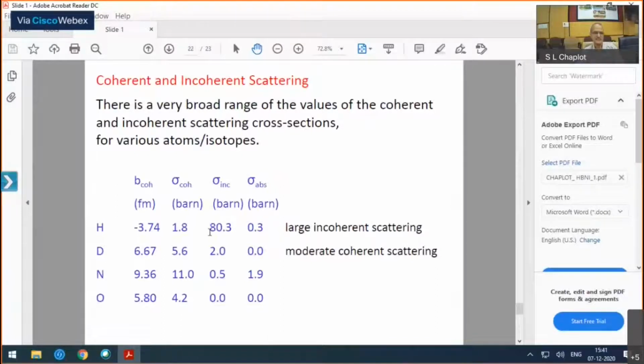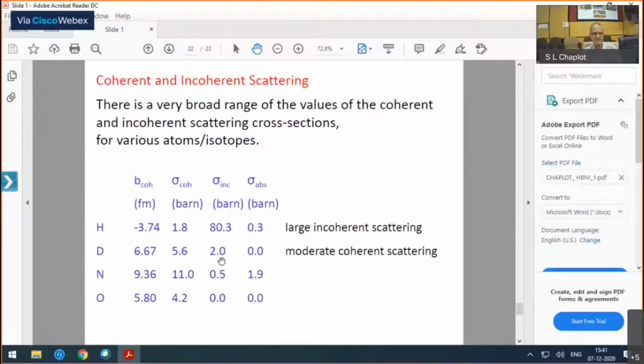Okay. On the other hand, if you are interested in the interparticle or collective dynamics, then one should really avoid the isotopes which have large incoherent scattering, and so often you need to deuterate the sample if you're interested in the collective dynamics of the corresponding molecules.